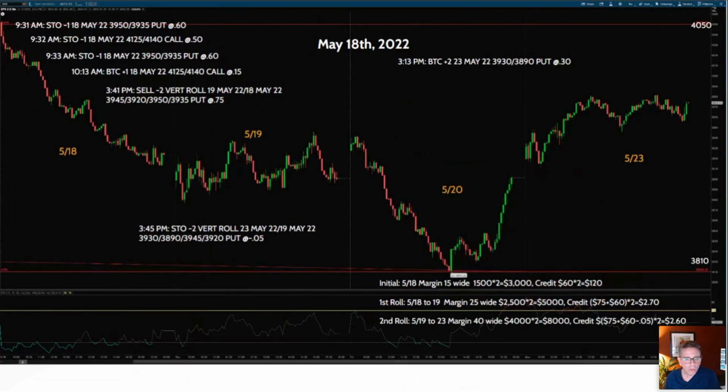And then the second roll, basically I had to create a 40 wide margin, and that cost $8,000 in margin. Because I rolled it for a debit, we took off a little bit here, it was 260, and then in the end, closing it at 30 cents, we received a credit of 230 for that. But it was not a fun trade, and you really don't want to get into that type of situation.